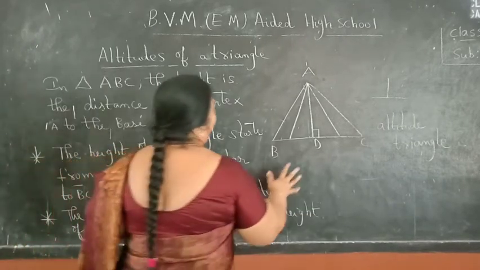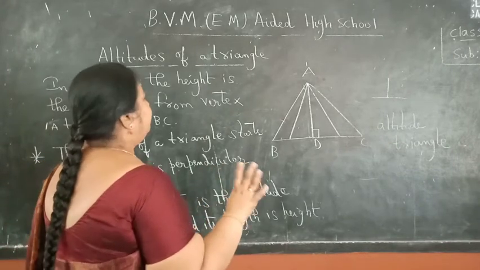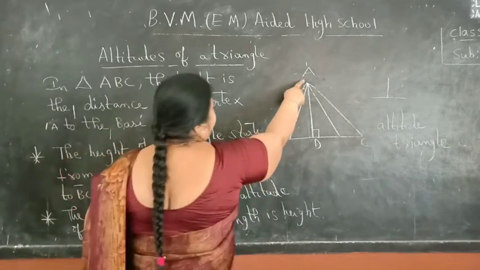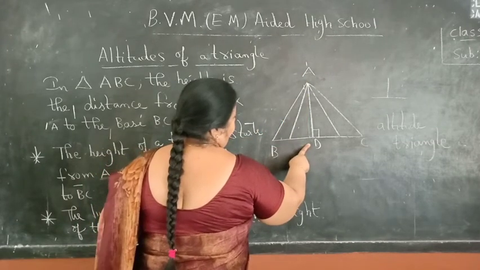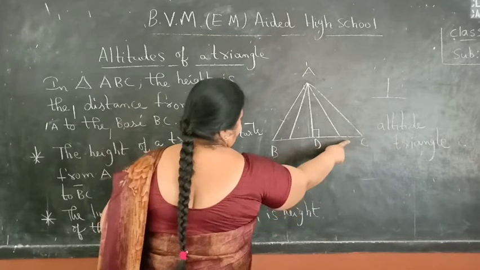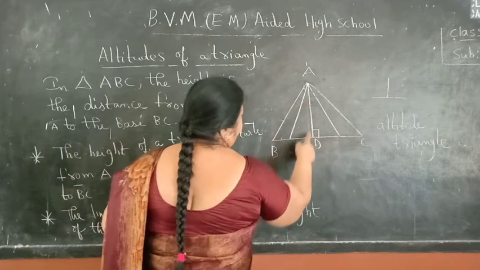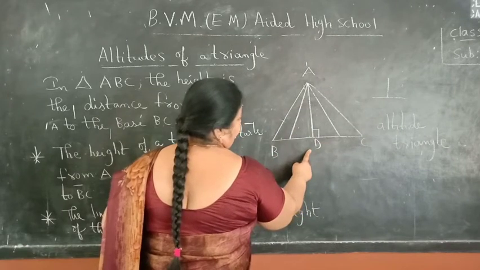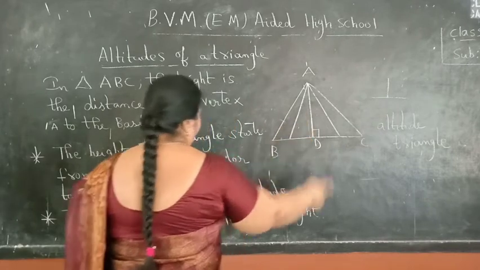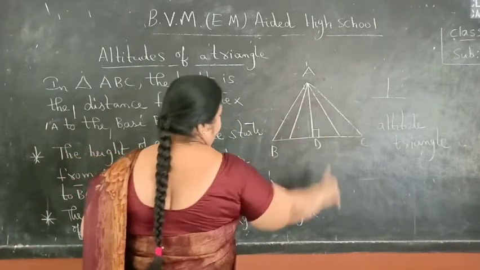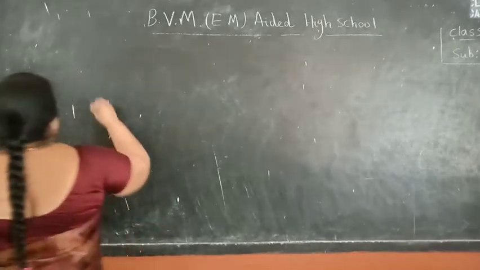A triangle is given. How do you measure the height of a triangle? How do you measure the altitude of a triangle? From vertex A, you draw the line segment perpendicular to the base. This is the perpendicular to the base BC. AD is the altitude of the triangle. Altitude is nothing but the height. So the length of AD is the height of the triangle.